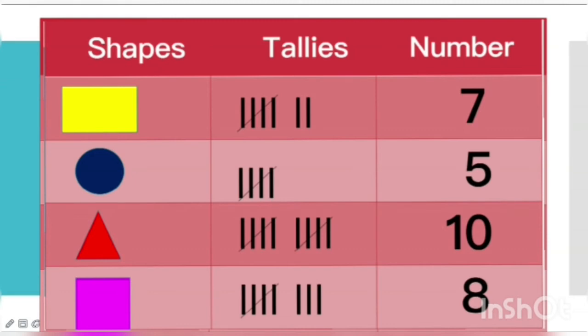So let us put this data in the given table. Rectangle 7 number and tally. Circle 5. For marking 5 tallies, we need to put 4 bars and 1 cross line, slant line. For triangles it is 10 and square it is 8.